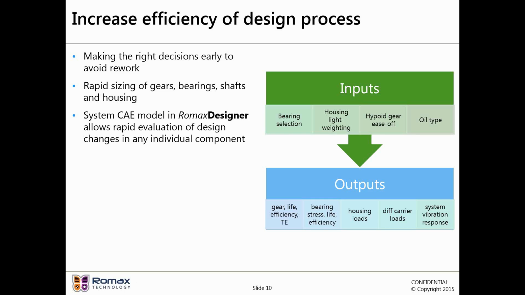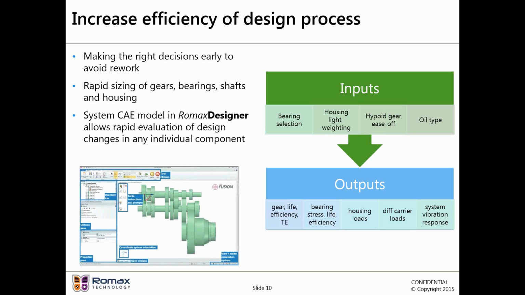The model between Romax and KEMOS gives you gear life, efficiency, transmission error, bearing stress and life, and the housing and diff carrier loads, from which you can determine the stress. And then you can also use the Romax Designer model with transmission error output from KEMOS to look at the system vibration response and therefore get a good understanding of gear whine.